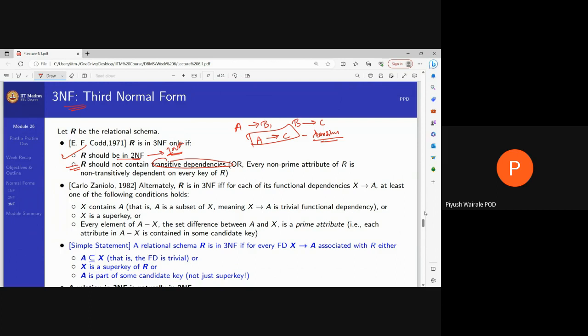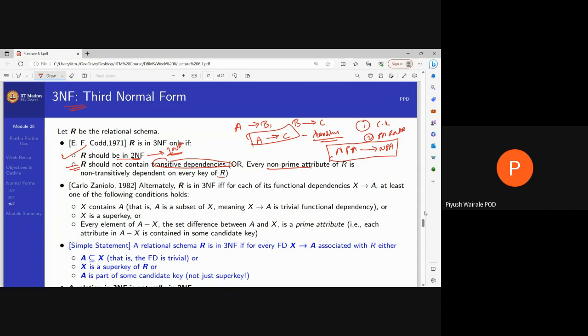So in that case, what you can do is simply find out the candidate key, find out the prime attributes and non-prime attributes, and if in the functional dependency set a non-prime attribute determines a non-prime attribute, then we can say there is a transitive dependency. Here you can see every non-prime attribute of R is non-transitively dependent on every key of R. If this functional dependency exists, then it is a transitive dependency, and we can say it is not in 3NF.